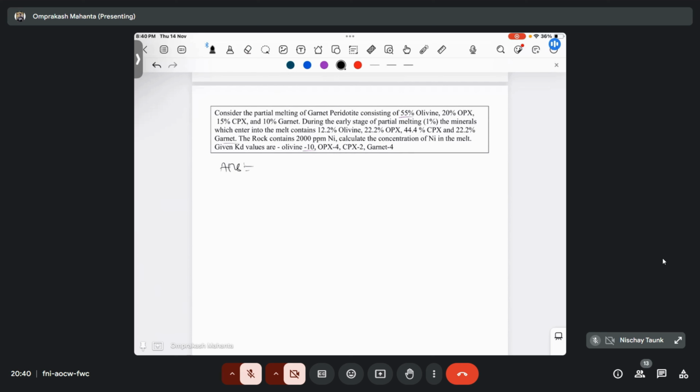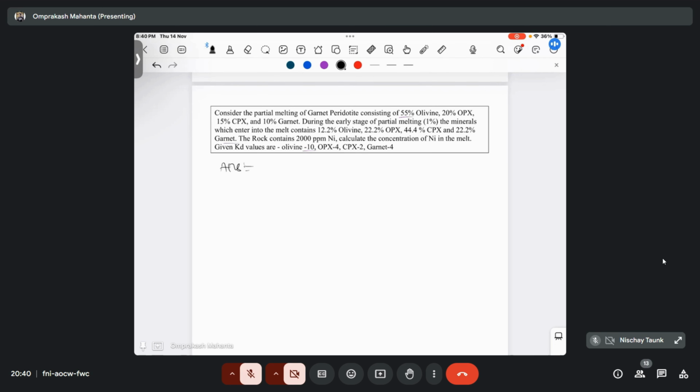Consider a partial melting of garnet peridotite rock. The abundances are 55% for olivine, 20% for OPX, 15% for CPX, and 10% for garnet. During the early stage of partial melting, 1%, the F is given as 0.01. The minerals which enter into the melt, that means the weight proportion of mineral in melt, is given as 12.2% olivine, 22.2% OPX, 44.4% CPX, and 22.2% garnet. The rock contains 2000 ppm Ni, that means C0 is given as 2000 ppm.